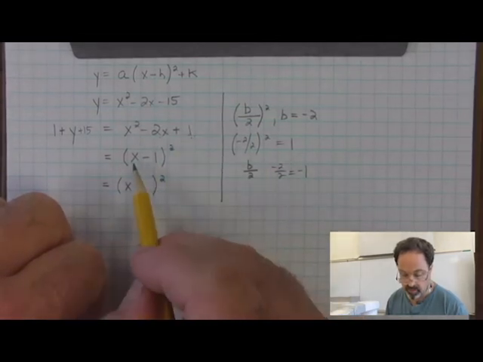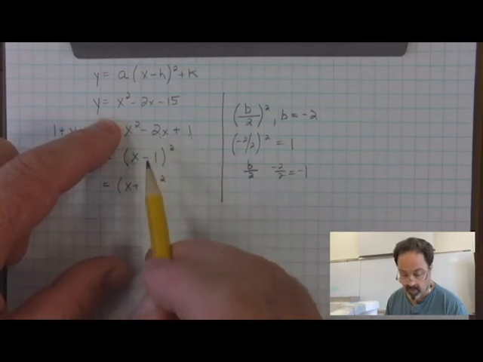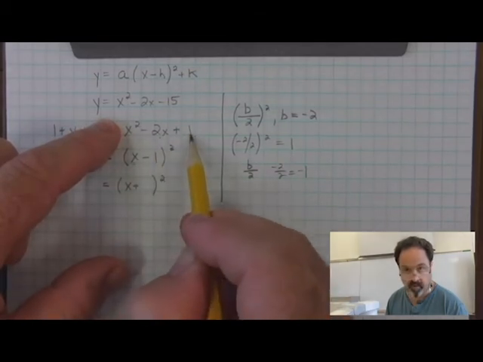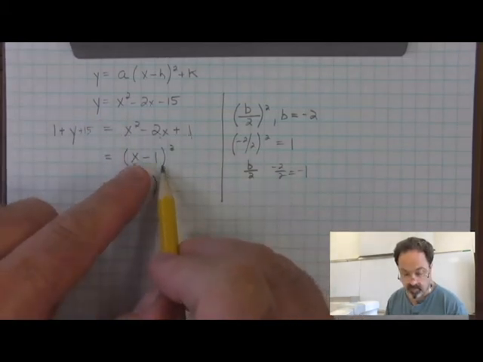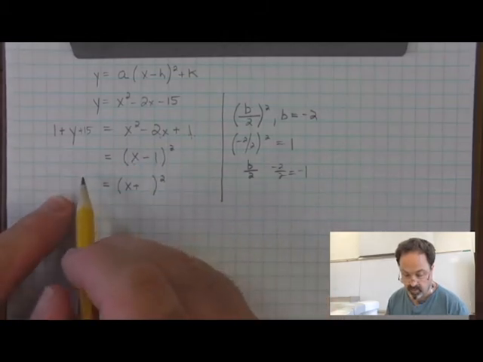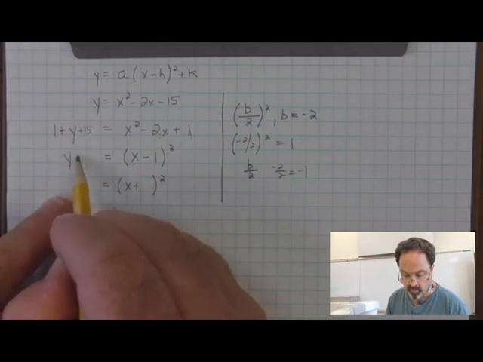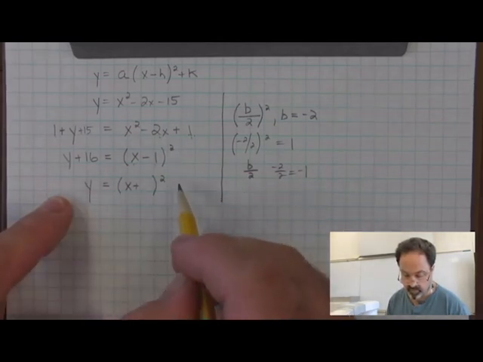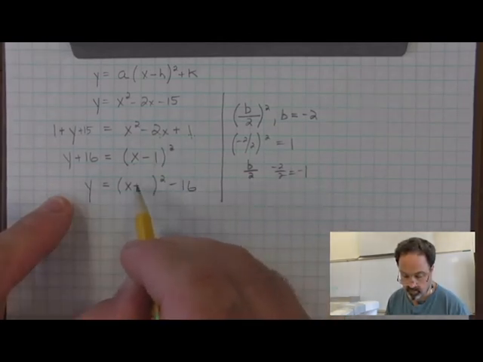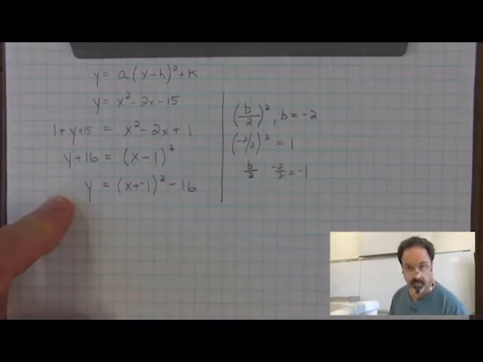I can check that. x times x is x squared. x times negative 1 and negative 1 times x makes a total of negative 2x's, and negative 1 times negative 1 is equal to positive 1. This is now a square that's been completed. On the other side, I have 1 plus 15 plus y, which is y plus 16. And if I subtract 16 from both sides, I've completed the graphing form.